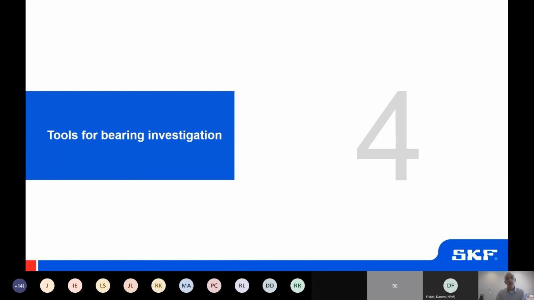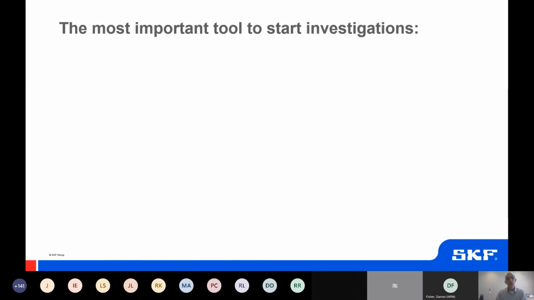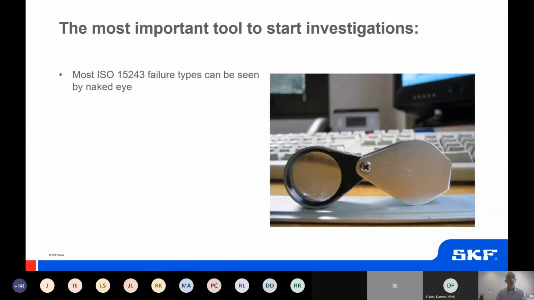And the last part that we are going to cover is the tools for bearing investigations. So usually, most of the failure types that are described in the ISO standard can be seen, can be identified, unless the bearings are really, really small, by naked eye. If you need a magnification, I would say usually it's enough to go around 8 to 10 times when you need to see small details.